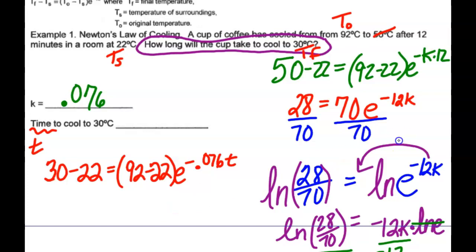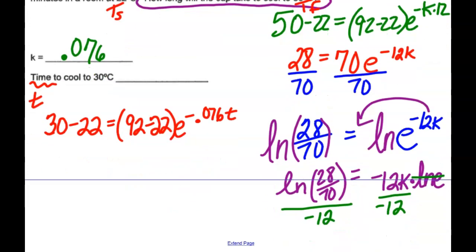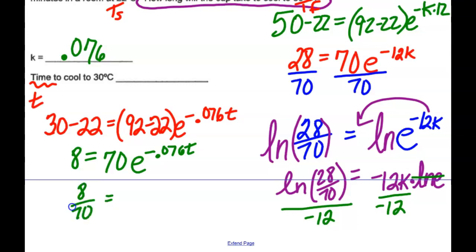All right. The Delta Math questions are easier than these, but we're going to practice both. All right. 30 minus 22 is 8. 92 minus 22 is still 70. Over here we have e to the negative 0.076t. Process is exactly the same. What are we going to do? Going to divide and then take the natural log, and that's going to move the exponent out front.